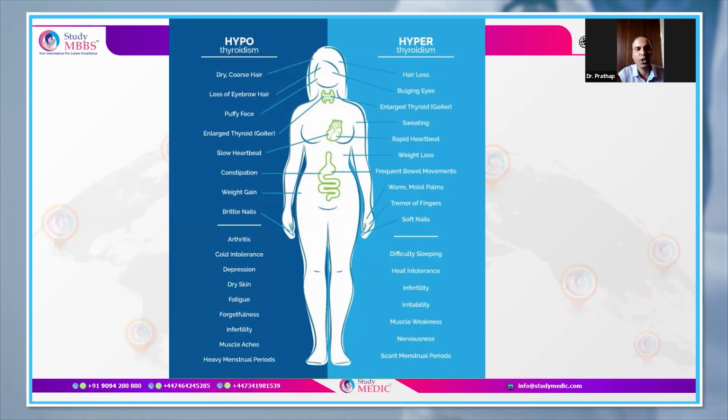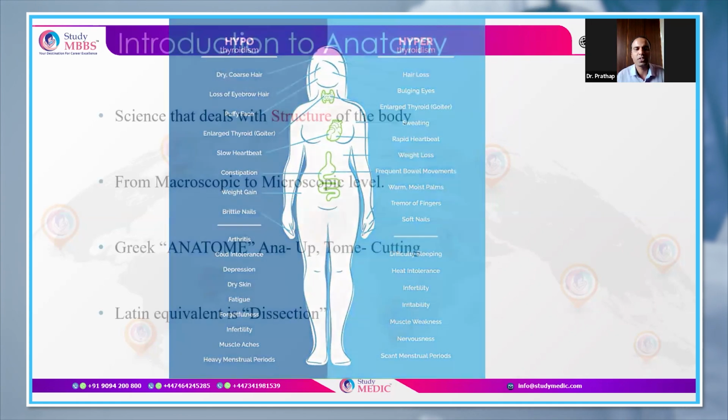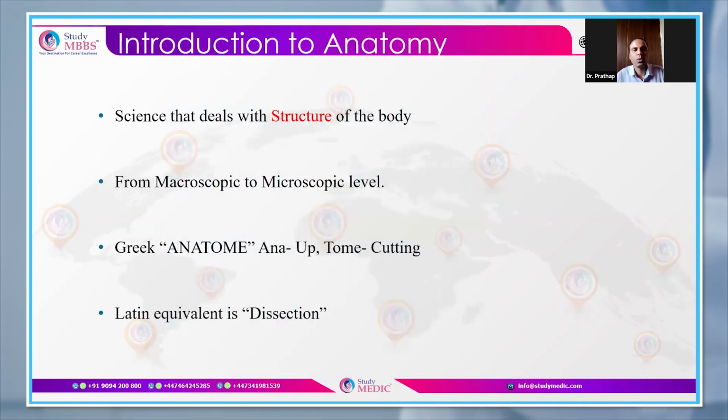So once you understand the normal, the abnormal is going to become really easy. Hence, you have to concentrate on anatomy, physiology, and biochemistry. In anatomy, I'll just tell you briefly. Anatomy is a science that deals with the structures present in the human body from the macroscopic level to the microscopic level. Macroscopic is what is visible to the eye. Microscopic, the tissues and cells which we have to see under the microscope. Basically, anatomy means 'ana' meaning cut and studying that particular thing, cutting up and studying. The Latin meaning of this is dissection.